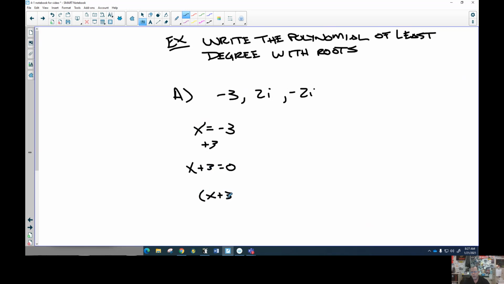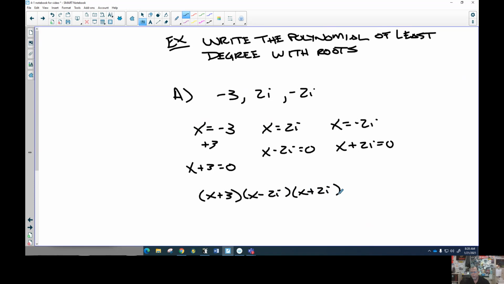Right, so we have x plus 3 as one of our factors. Remember I said anything with imaginary numbers is going to come in pairs. So here we get x equals 2i. That means if x equals 2i, then x minus 2i is equal to 0, and that makes x minus 2i one of our factors. And if I got x equals negative 2i, that means x plus 2i is another factor. Right? And so x plus 2i equals 0.